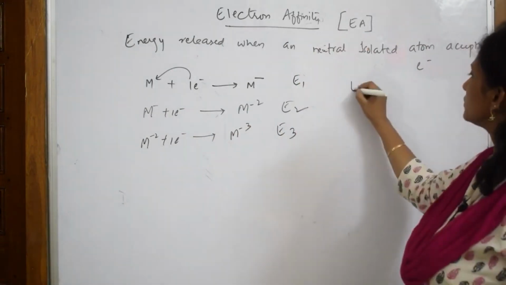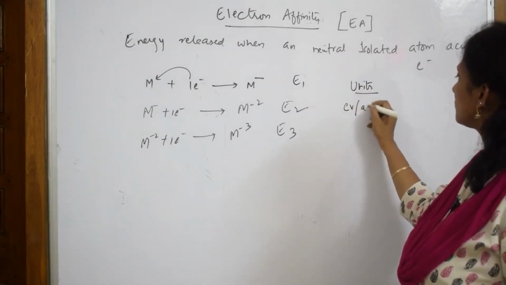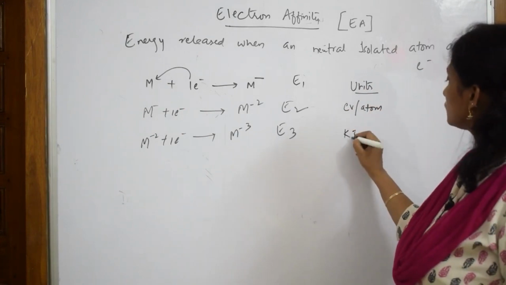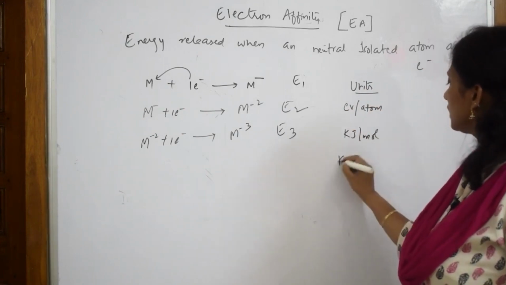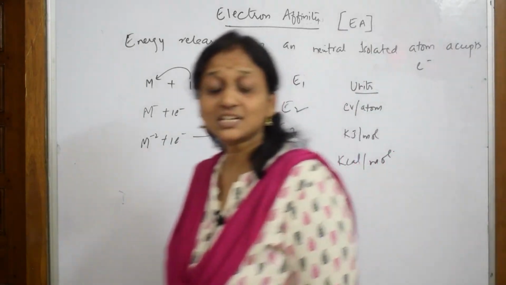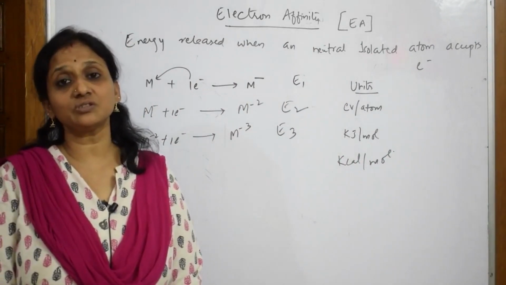What are the units for measuring them? I can measure electron affinity in electron volt per atom, same as ionization enthalpy. It can be kilojoules per mole or kilocalories per mole also. Right, now let's start solving different reasoning questions based on electron affinity.